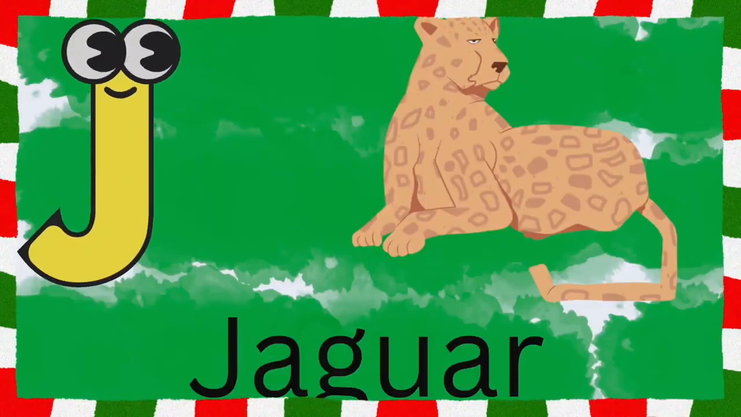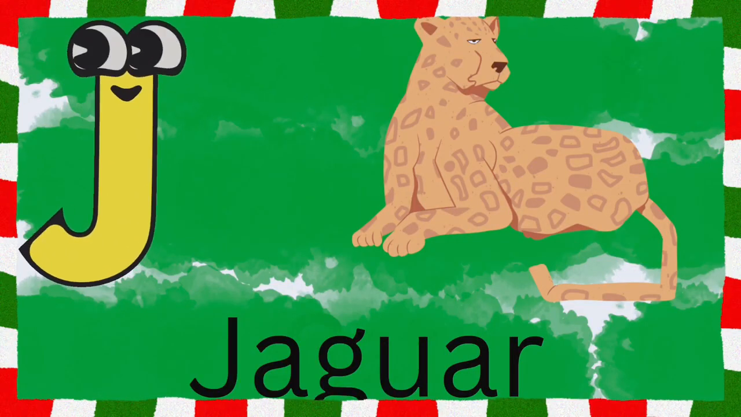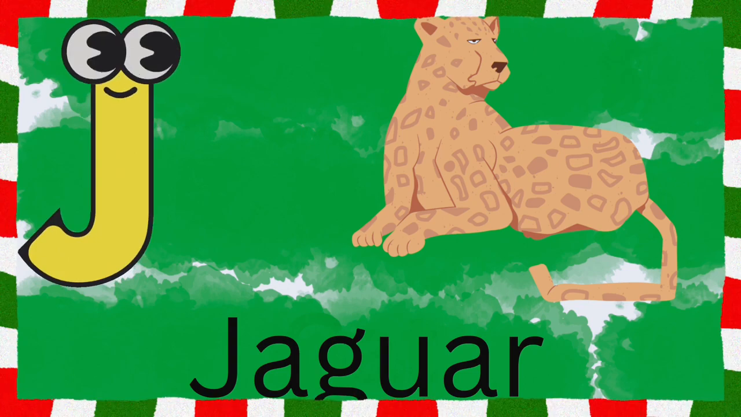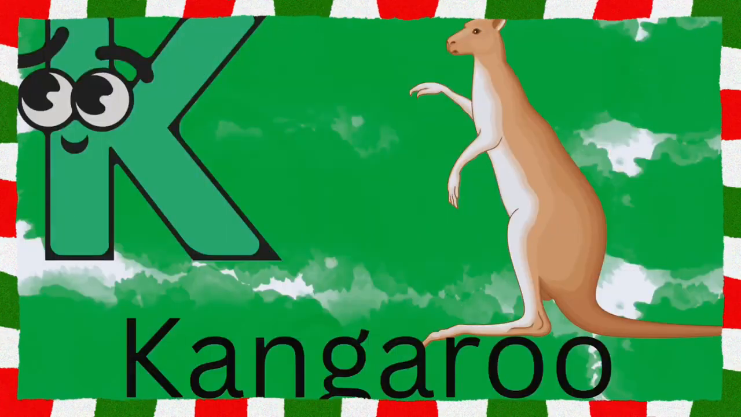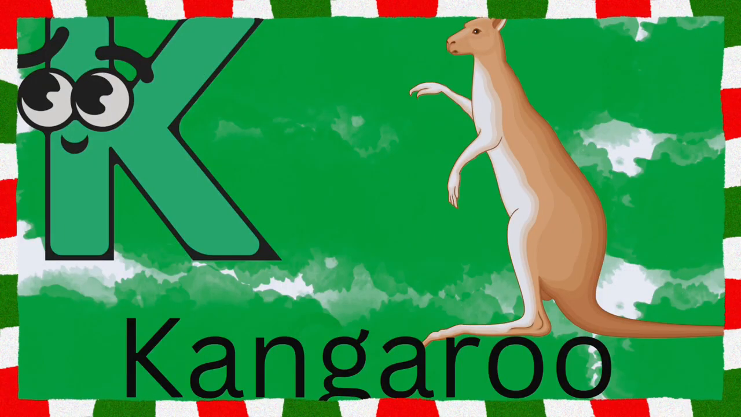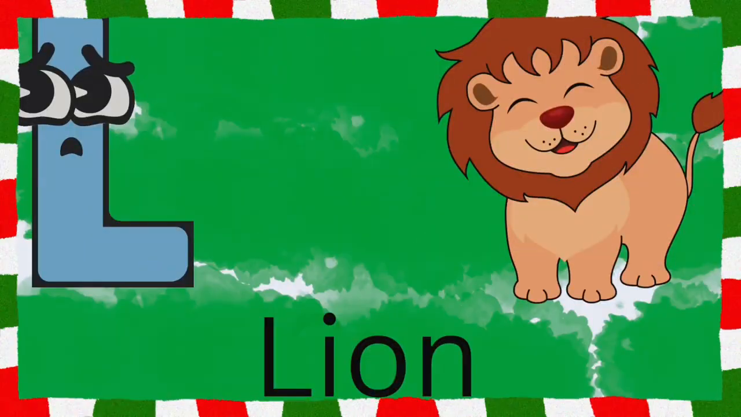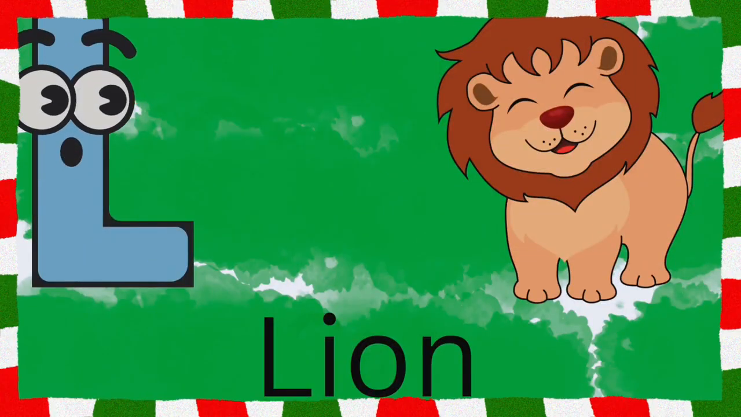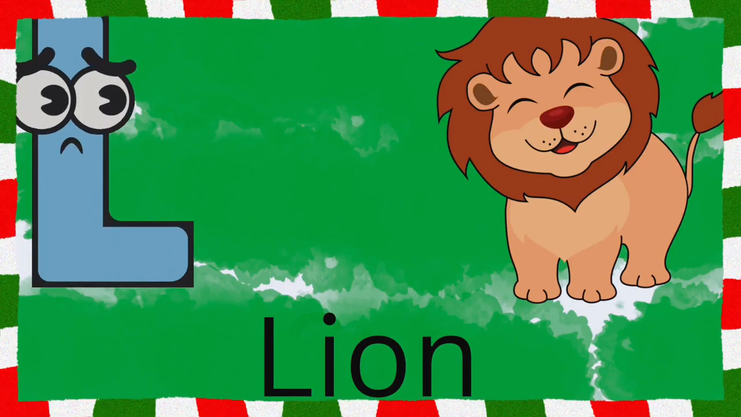This is letter J. J is for jaguar. This is letter K. K is for kangaroo. This is letter L. L is for lion.